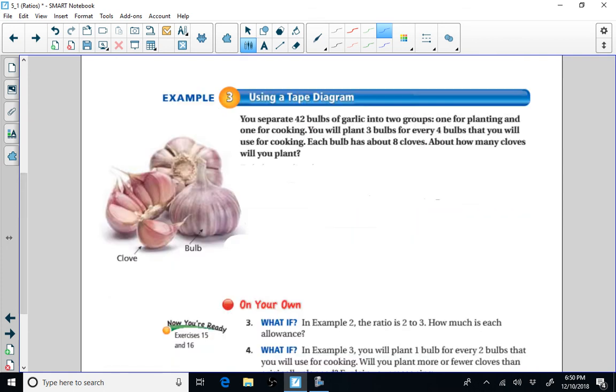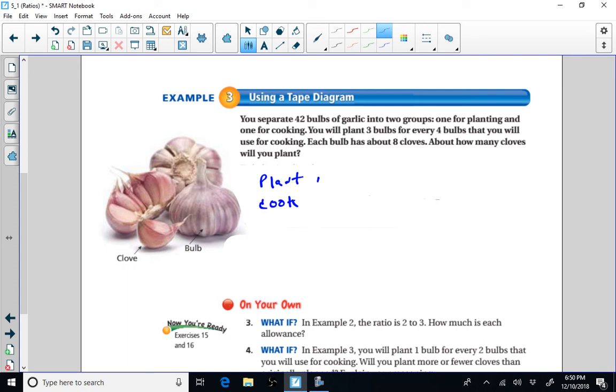All right, let's take a look at our next problem. You separate 42 bulbs of garlic into two groups, one for planting, one for cooking. You will plant 3 bulbs for every 4 bulbs that you cook with. So let's write that ratio. We have the plant, and then we have cook.